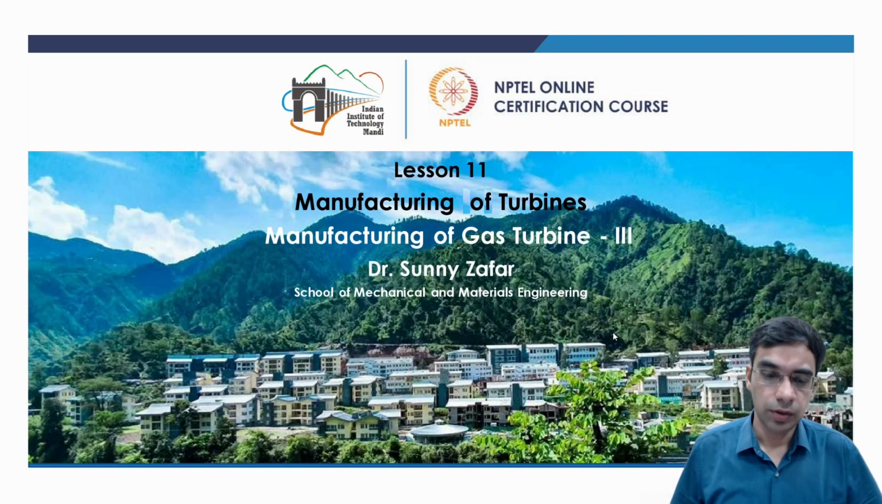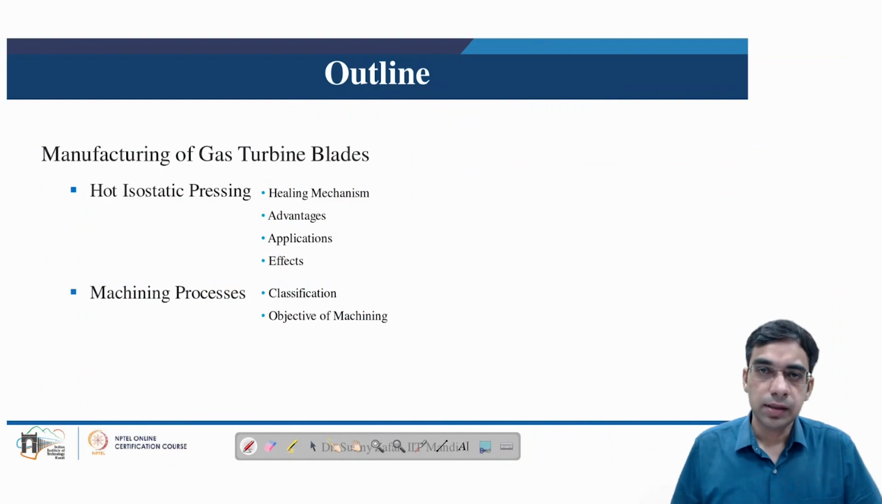Welcome to this course on manufacturing for turbines. So in this lesson 11 of this course, we will see further details about manufacturing of gas turbine blades. So this lesson will cover the hot isostatic pressing which is used to consolidate the microstructure of the gas turbine blades. So in the hot isostatic pressing, we will see what is the healing mechanism, advantages, application and effects of hot isostatic pressing on such gas turbine blades.